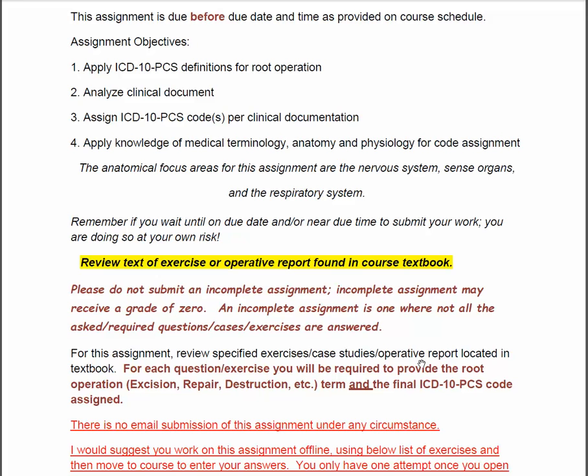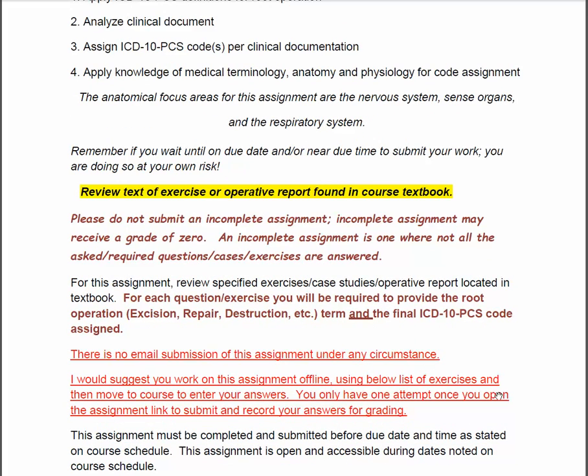Some of them are in the area of procedure coding statements or procedure statement coding, and some are cases. When you move to the submission area, you are going to be asked to provide the root operation, which is a term, and you will be asked to provide the ICD-10-PCS code or codes that you would assign.